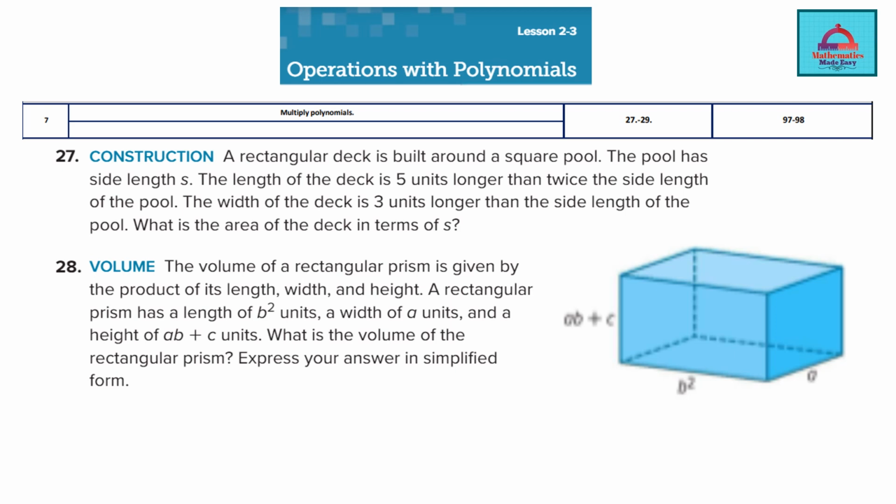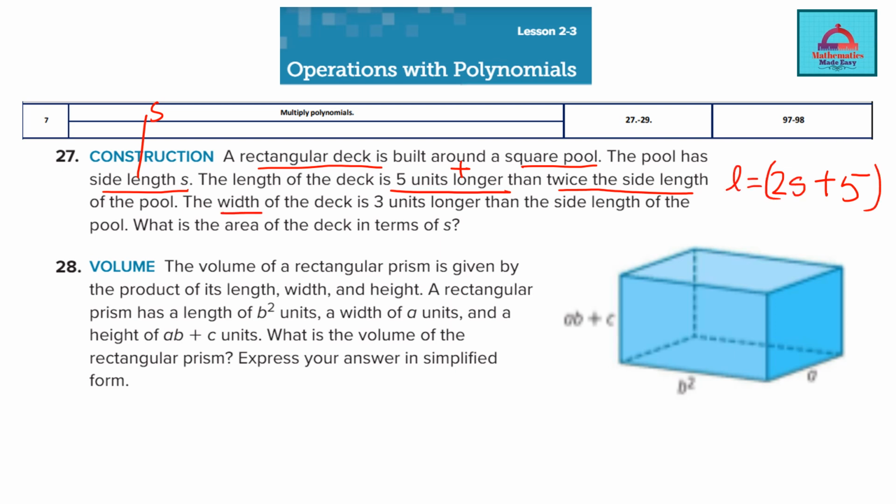These are word problems on operations with polynomials, lesson 2-3, which is given on pages 97 and 98. First is a rectangular deck is built around a square pool. The pool has side length S. The length of the deck is 5 units longer than twice the side length of the pool. So if the side length is S, then for 5 units longer I will add 5, and twice the side length means 2 times the side length. So this will be the length.